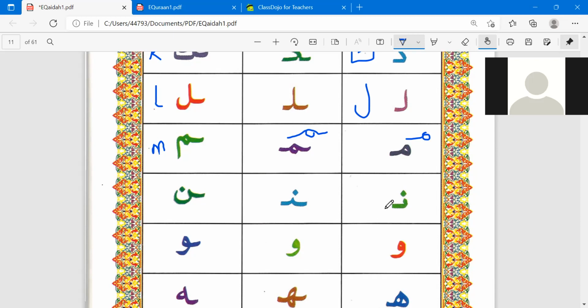The next letter is called nun. On a good day, you can see nun like this. As long as it has one dot on the top, it's called nun. In the middle, at the end, and nun sounds what? Na'am.